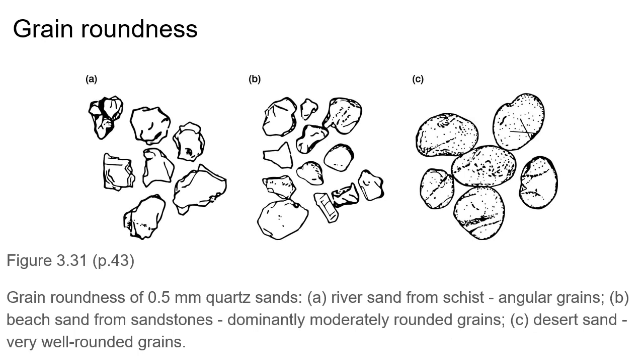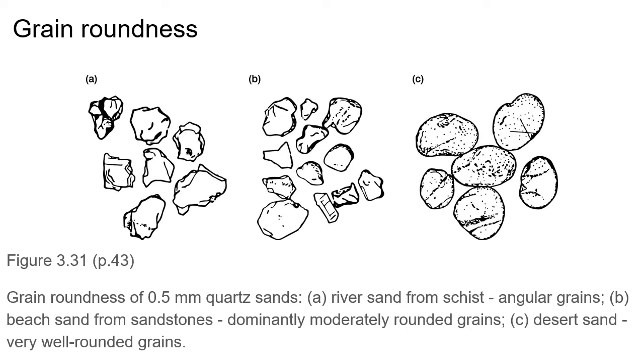Grain roundness, again, can vary quite a bit, even in terms of how we describe it. In this example, we're looking at angular, rounded, and very well rounded in A, B, and C, respectively. So river sand that's eroded off of a schist in part A, these are going to be angular grains. If you break a rock near its source, you're going to have angular, jagged grains. In B, though, we're looking at beach sands from a sandstone. These are moderately rounded grains.